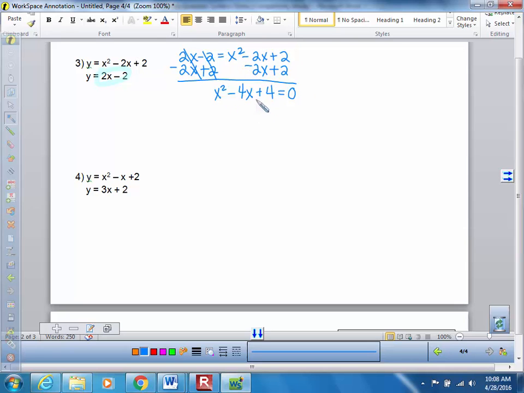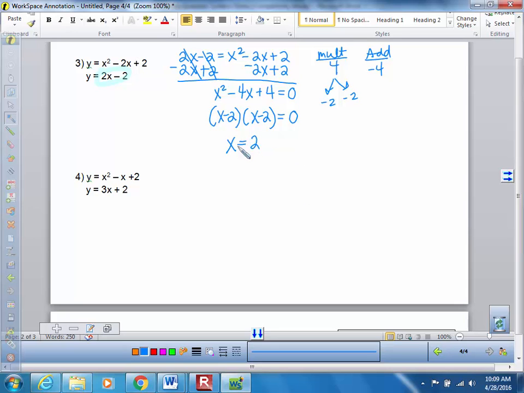Okay? So we're looking for something that multiplies to give me 4, adds to give me negative 4. So what would those factors be? Negative 2, negative 2. Okay, so that means x minus 2 and x minus 2. So then x would equal 2. Do I need to write it twice? No, because it's going to be the same point.